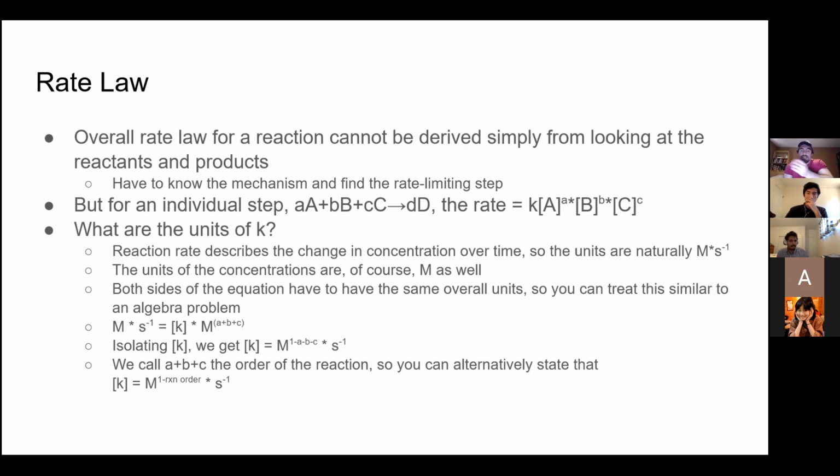So you can set these two sides equal, and both sides have to have the same units because you can't compare apples to oranges. So on the left we have molarity per second, and on the right we have the units of K times M to the A plus B plus C, which we can call the order of the reaction. You can just divide by M to the order, and you get that the units of K are M to the 1 minus the order of the reaction, divided by seconds. This is something that could be a multiple choice question on an exam, so just keep it in the back of your mind.